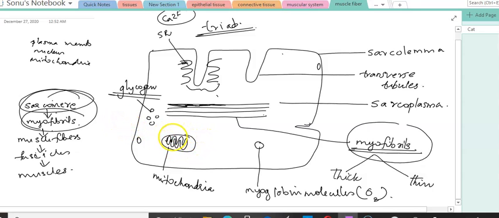Another organelle found in the muscle fiber is mitochondria. This is used for the production of ATP for muscle contraction. Then glycogen molecules, a storage form of glucose, and then myoglobin molecules. These are red colored oxygen binding proteins found only in the muscle fiber which store oxygen. In the next video, we will be discussing the sarcomere, how the thick and thin filaments are arranged in a sarcomere, and we will also discuss the proteins in the myofibrils.